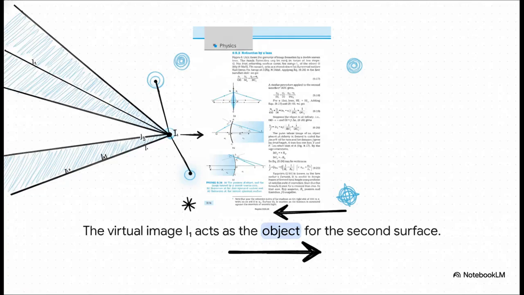Okay, and here is the really clever part, the handoff. That virtual image we just made, I1, now acts as the object for the second surface of the lens. So as the light leaves the glass, speeding back up into the air, it bends one more time. And this final bend is what brings all the light together to form the sharp, real image that we can actually project or see, right there at point I. It's just a brilliant little two-step process.